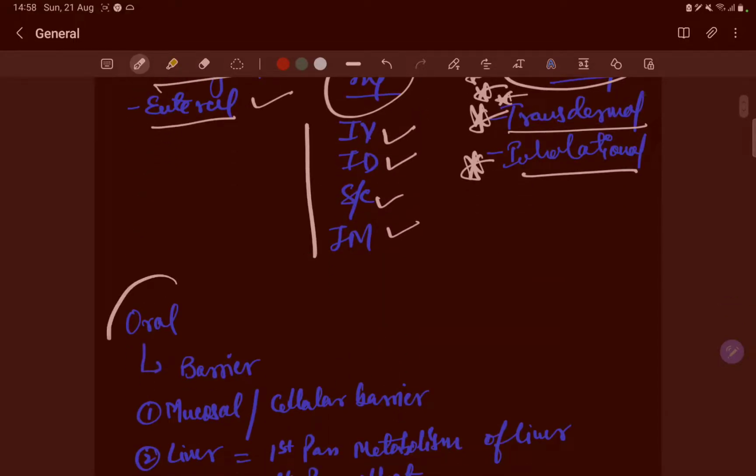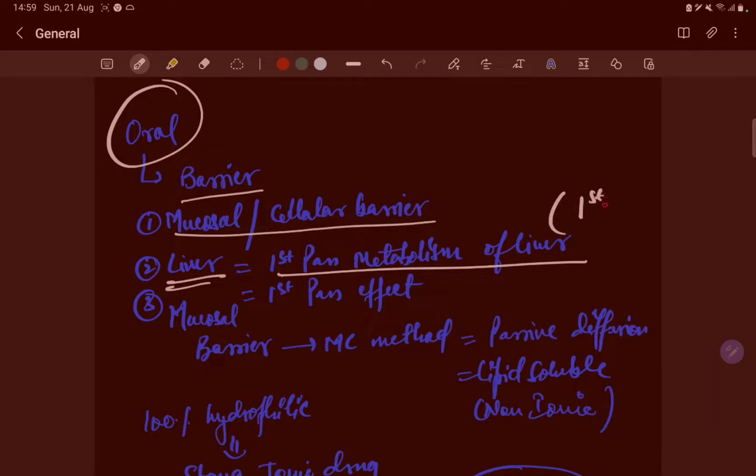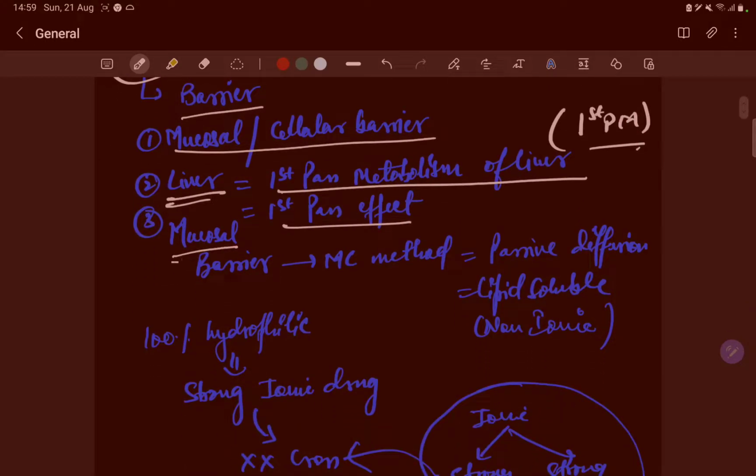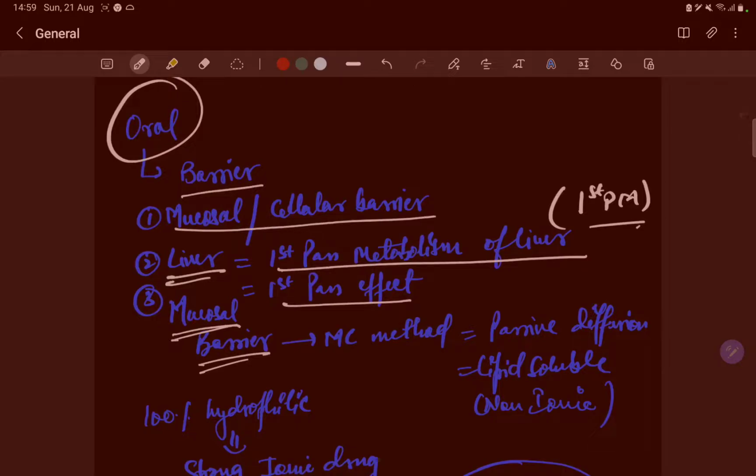Okay, clear? Now oral administration has barriers. So what are the barriers? Mucosal and cellular barrier. In the liver there is first pass metabolism. This is a very important question. What is first pass metabolism, or the first pass effect? First pass effect occurs in the liver. Saying only liver is false, because first pass metabolism occurs in the intestine as well as in the liver, where the enzymes are present and the drugs are metabolized in some way.